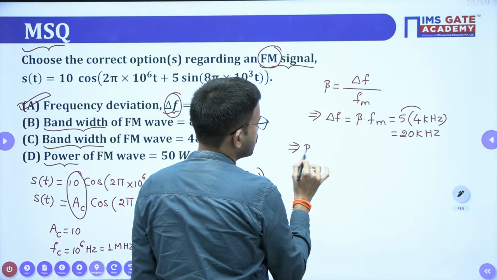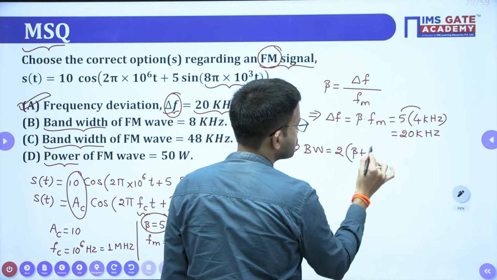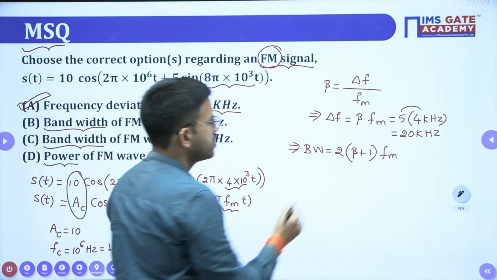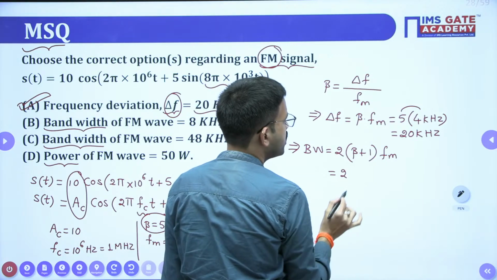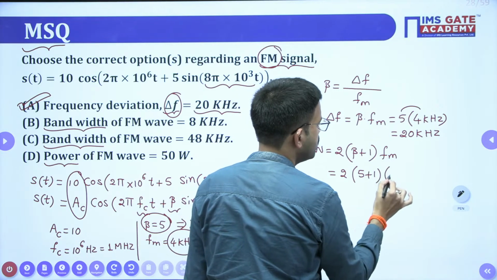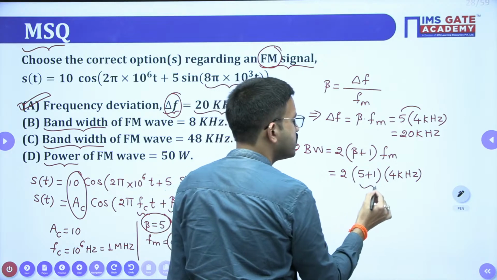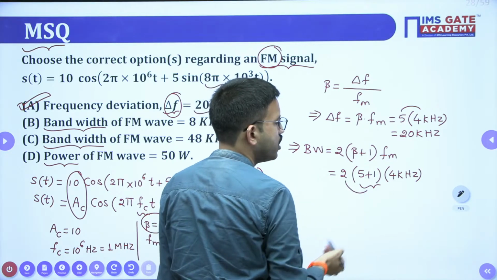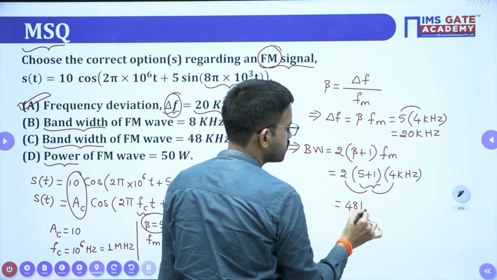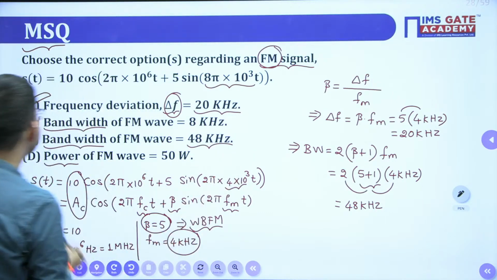The bandwidth formula is what? Bandwidth equals 2 times (beta plus 1) into FM. So just substitute the beta value and FM value once again here. Beta value we got 5, FM value we got 4 kilohertz. So 5 plus 1 is 6, 6 2s are 12, 12 4s are 48, so 48 kilohertz. That means option C is correct.